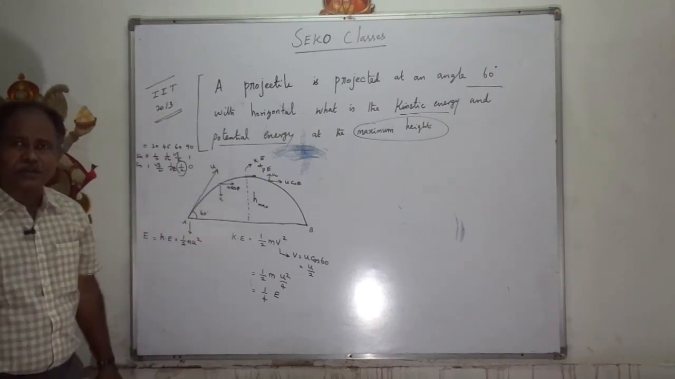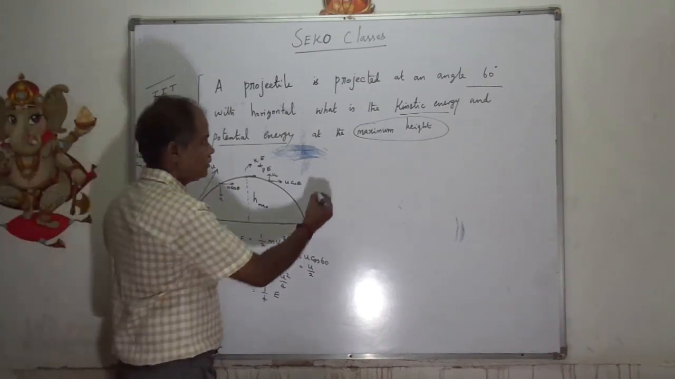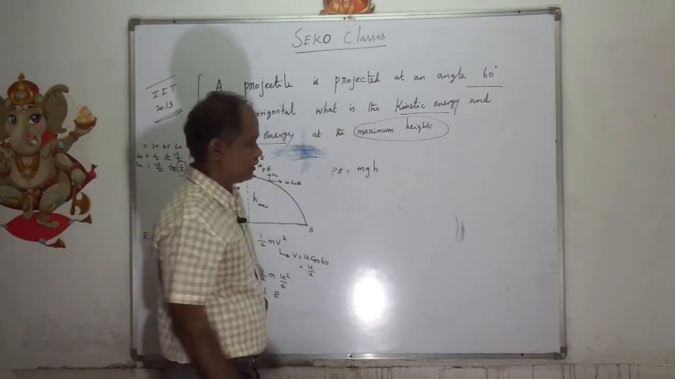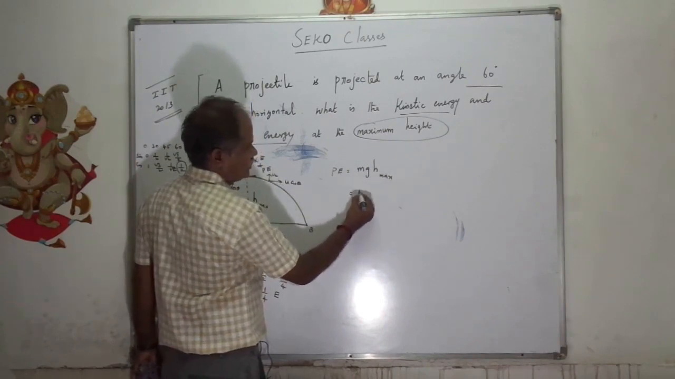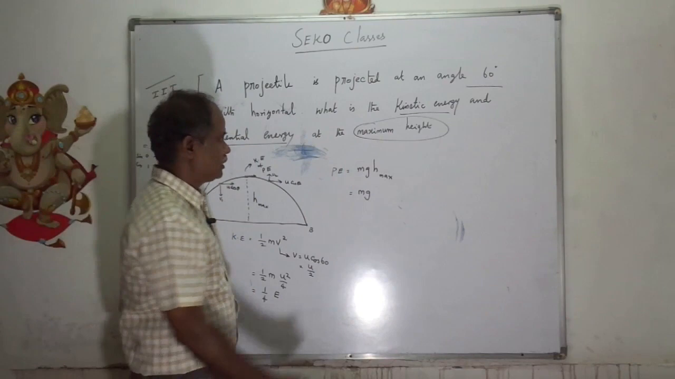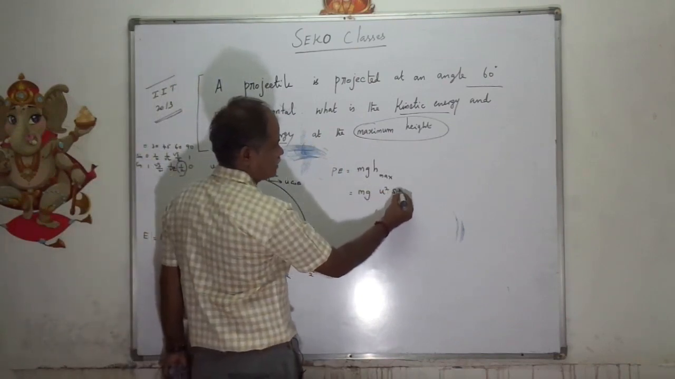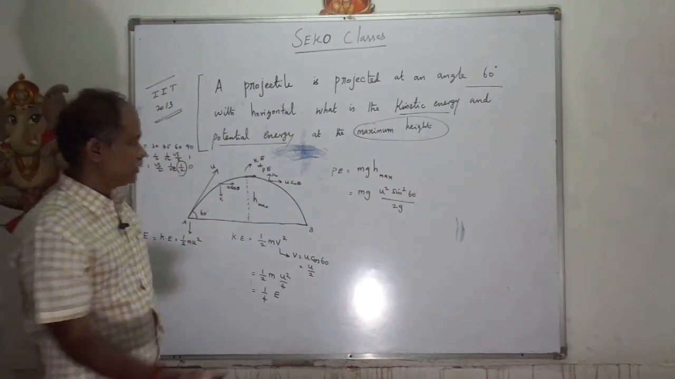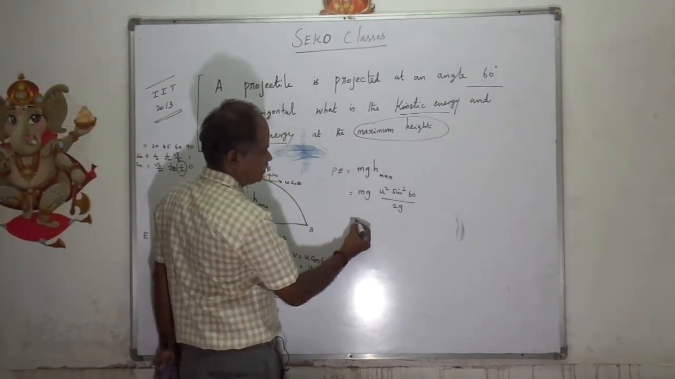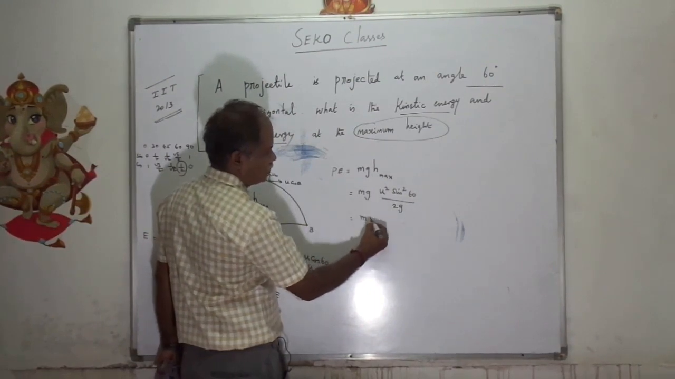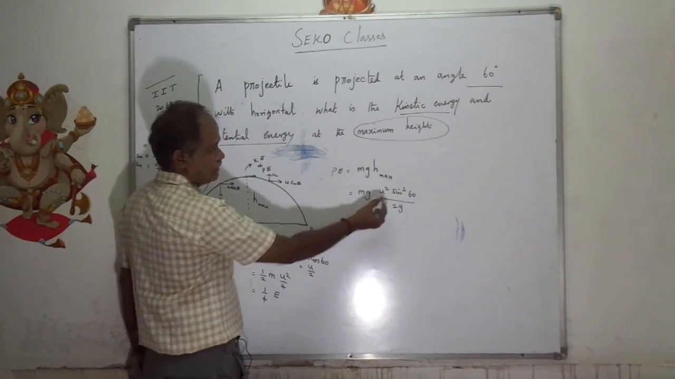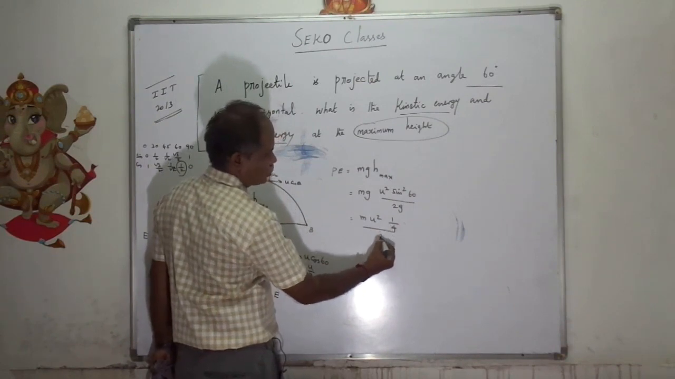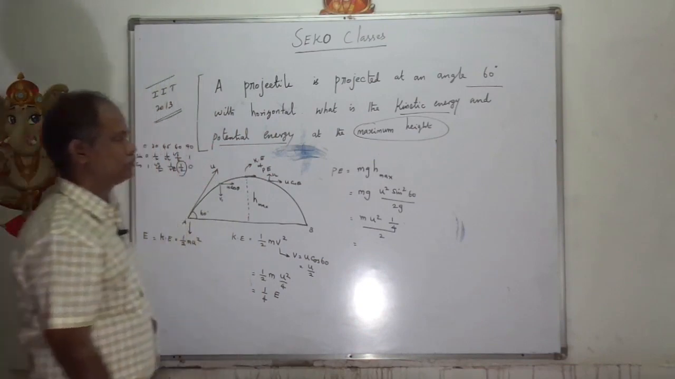What about the potential energy at that particular point? What is the formula for potential energy? That is the general formula you know: mgh, where h is the maximum height. Keeping mg as it is, h is u square sine square theta by 2g. The g gets cancelled, leaving m alone, u square, sine 60 is root 3 by 2, so sine square is 3 by 4, whole thing divided by 2.